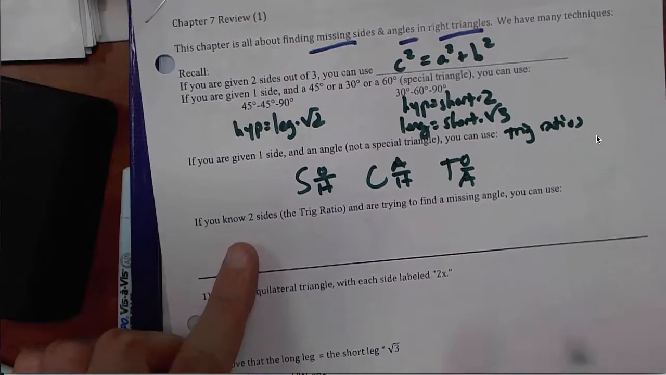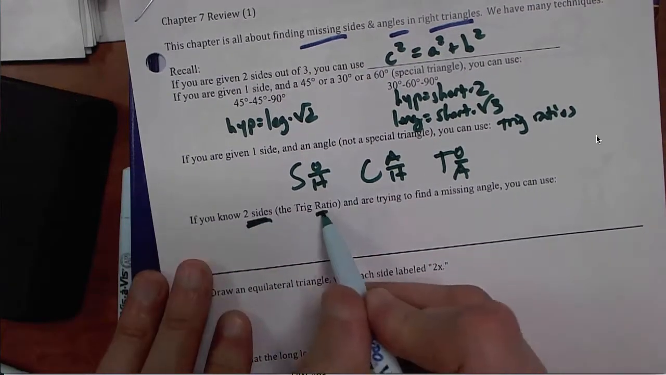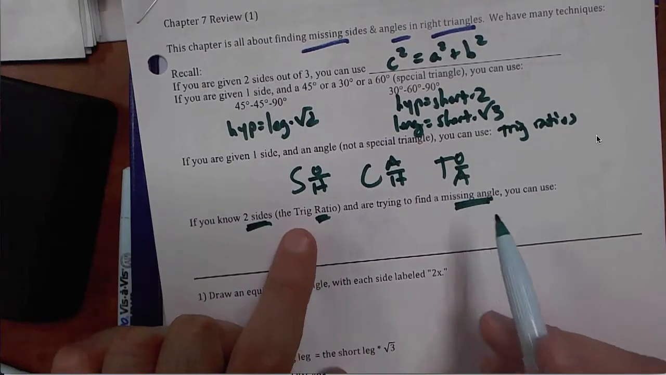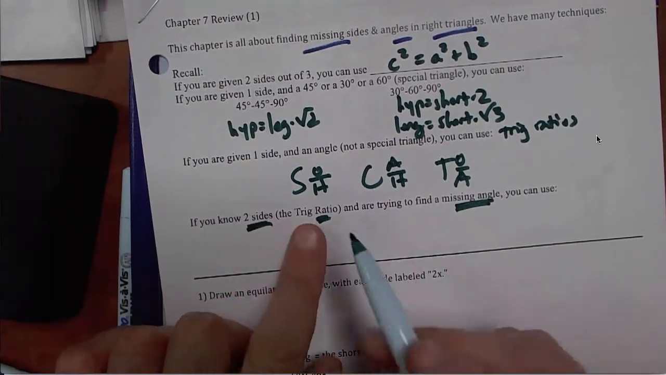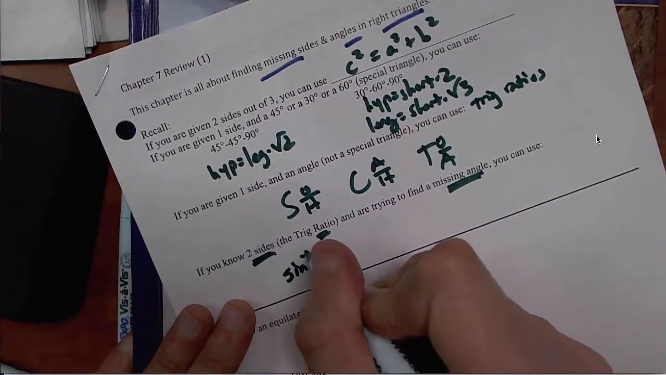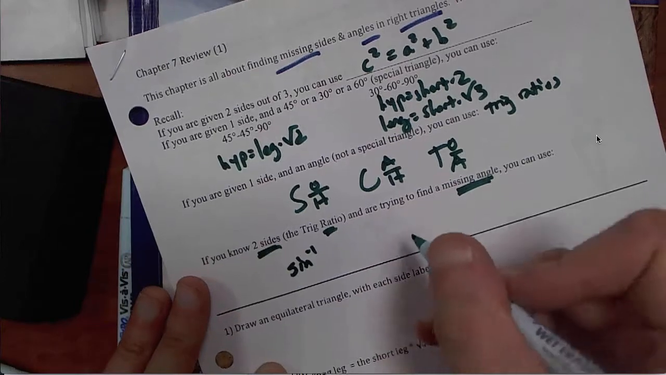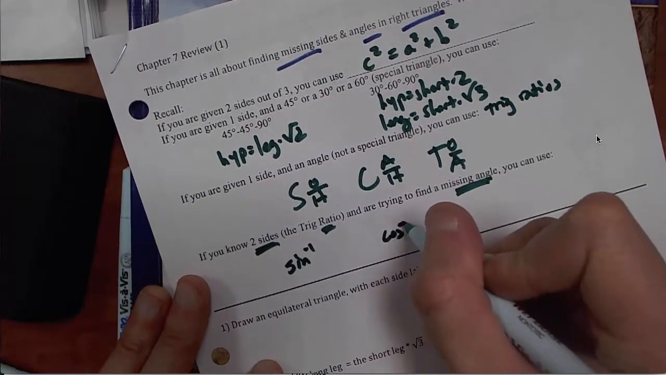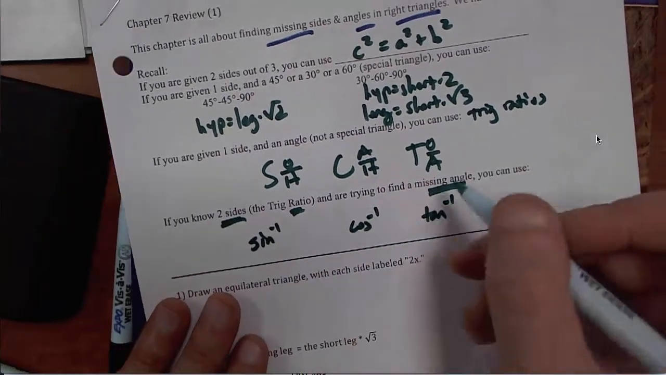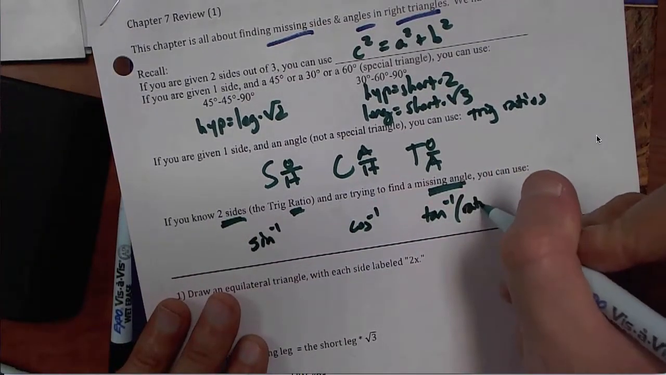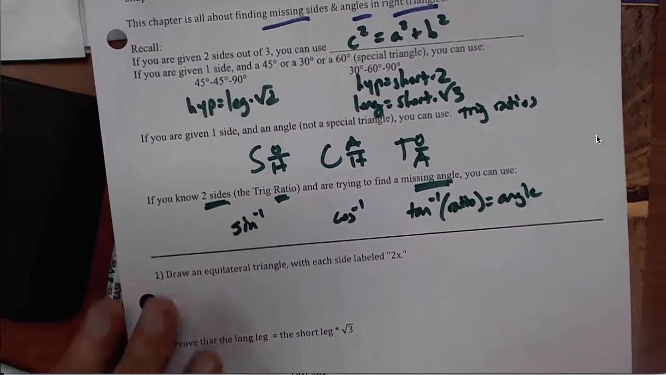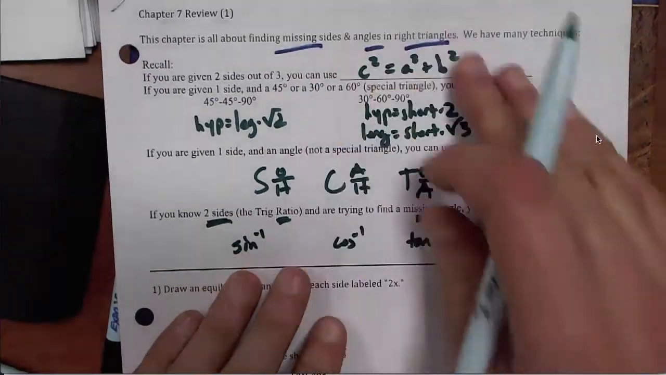Finally, if you know 2 sides, you know the ratio, but you're trying to find the missing angle. Notice that this is the reverse. Normally we know the angle, we're just trying to find the ratio. This time we know the ratio, we're trying to find the angle. You can use sine inverse, cosine inverse, tangent inverse. And again, you look up the ratio to find the angle. It's the reverse of normal.